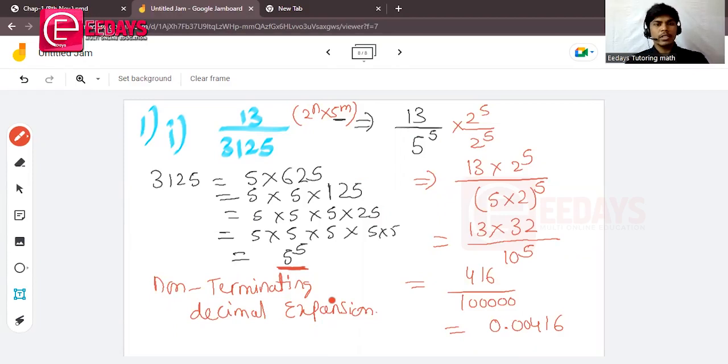I hope everyone understood the first question. The denominator has 5 as the only factor. That is why it is a non-terminating decimal expansion.